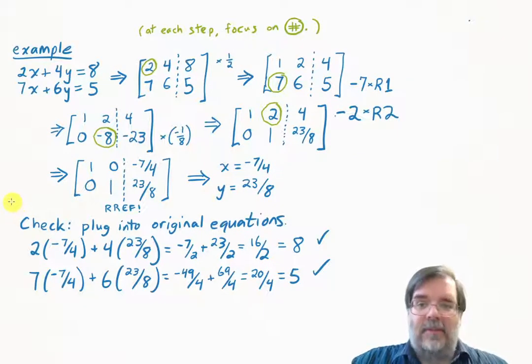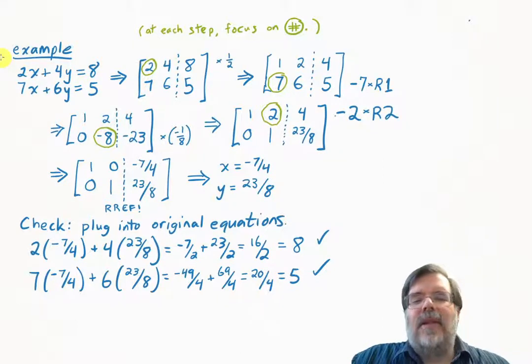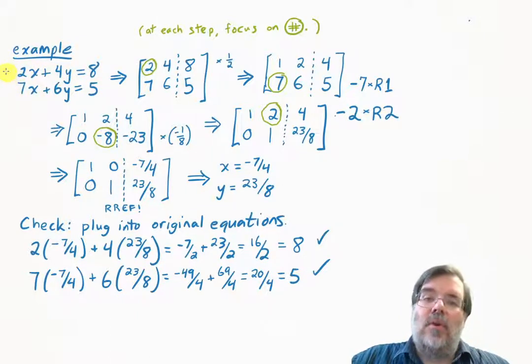Let's see some examples. At each step, I'm also circling the number that I'm focusing on, the number that I'm going to simplify. And in this example, we'll also see some notation I use to make it clear what steps we're taking. Let's say you start with this system of equations: 2x plus 4y equals 8, and 7x plus 6y equals 5.